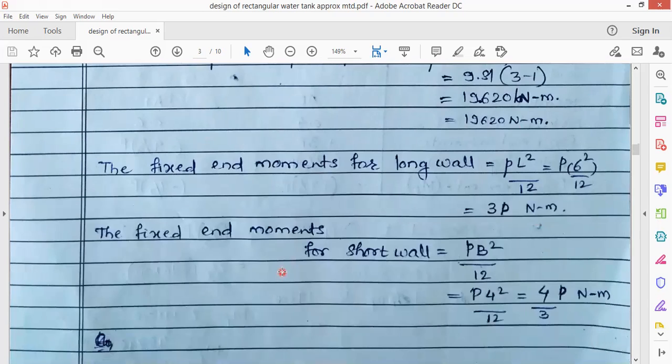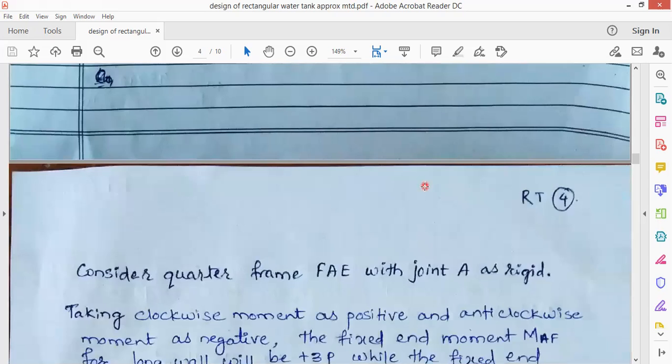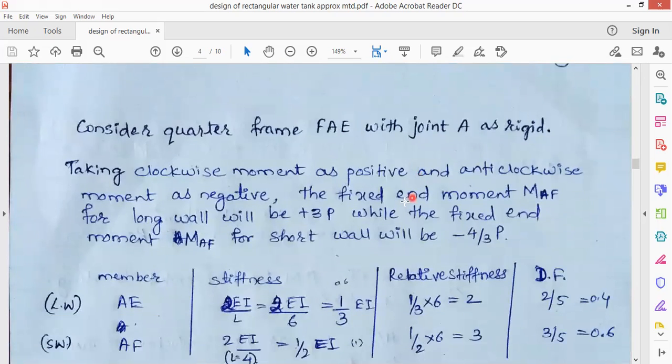So now I will calculate the fixed end moments for the short wall and long walls. For the long wall it is PL square by 12, so this will be 3P, and for the short walls the fixed end moments will be PB square by 12, so that will be 4 by 3 P Newton meters. So once I calculate this PL square by 12 and PB square by 12, I can directly calculate PL square by 8 and PB square by 8, which will help us obtain the moment at center span. Before that, I can go for the fixed end moment calculation using the moment distribution method.